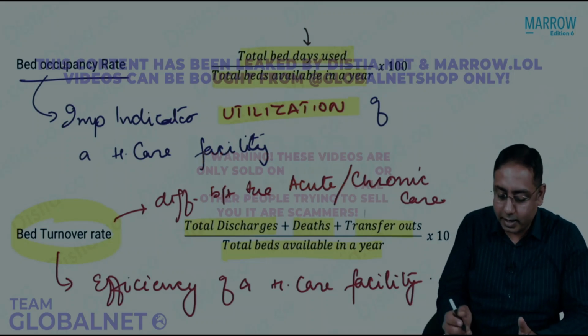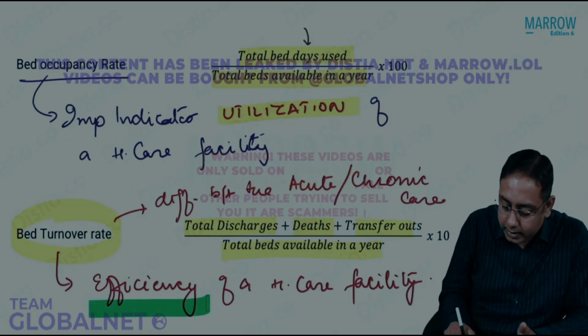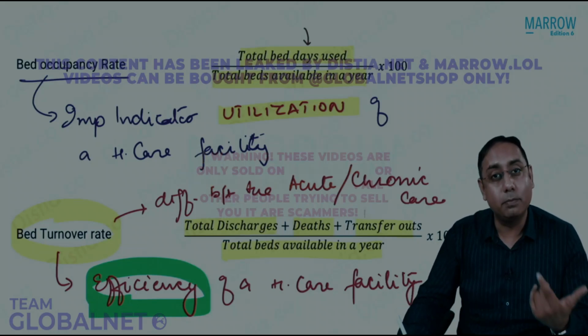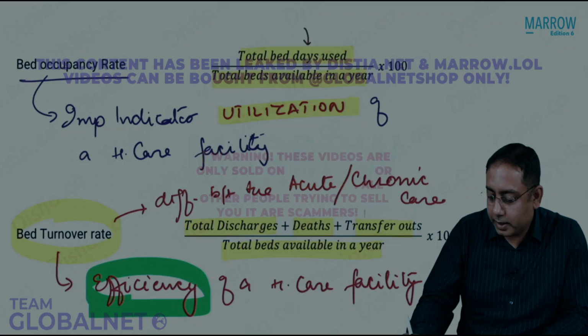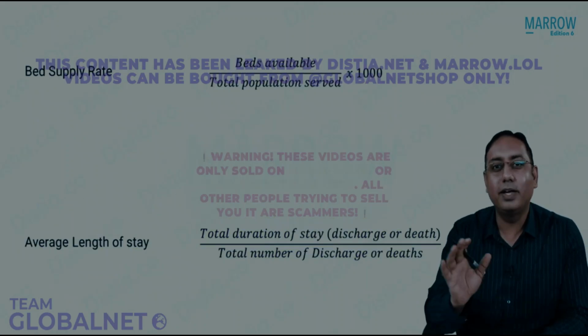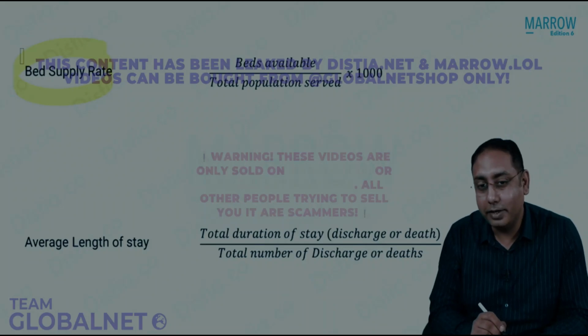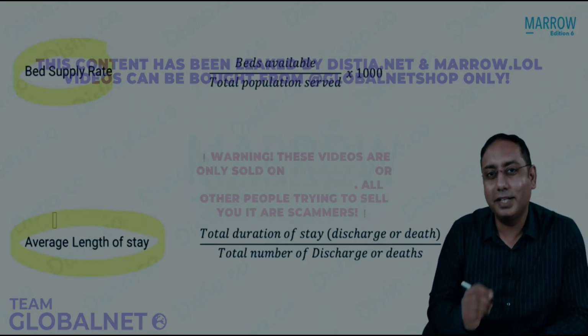So already they had asked what the bed turnover rate is. It is a utilization indicator, but it is important from the efficiency point of view. Beyond this, the next similar-looking indicators can also be asked in your exam. What do you mean by the bed supply rate? And what is average length of stay?